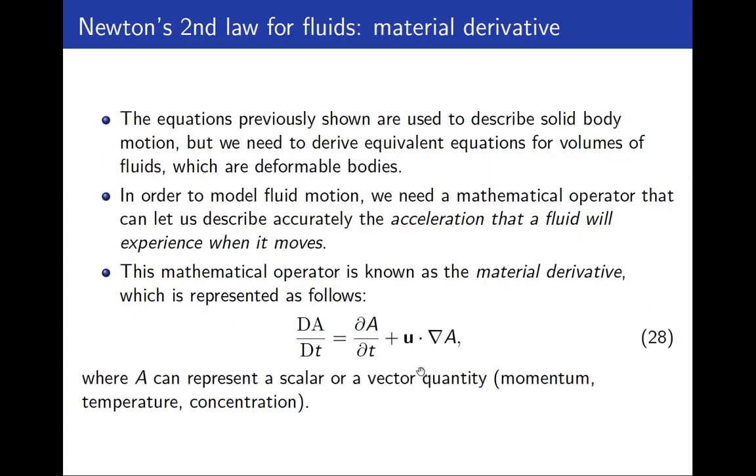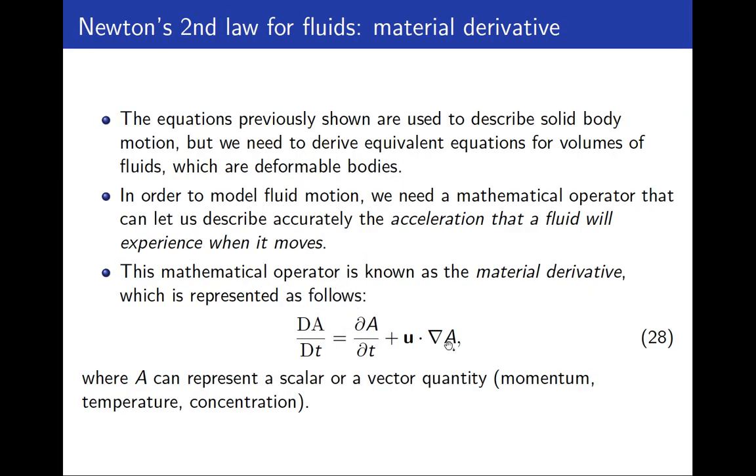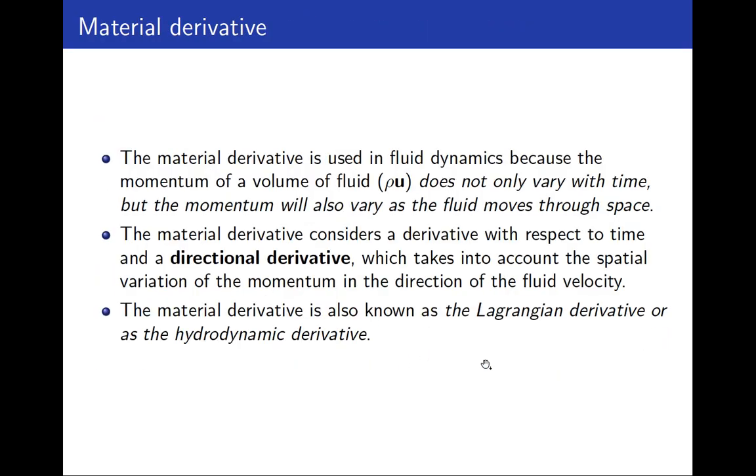So this is why we are multiplying it by the velocity. This is called the directional derivative because the momentum, or the quantity A, will vary spatially, and then we take into account the direction as the fluid is moving. This material derivative is also known as the Lagrangian derivative or the hydrodynamic derivative.